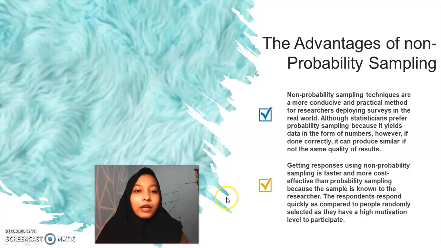Another advantage is getting responses using non-probability sampling is faster and more cost-effective than probability sampling because the sample is known to the researcher. The respondents respond quickly as compared to people randomly selected, as they have a high motivation level to participate.